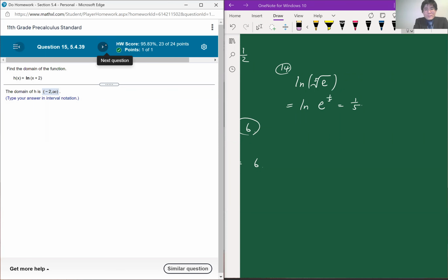Okay, number 15. Find the domain of the log function. So for the domain of the log function, the inside of the log function must be positive. So basically, x plus 2 must be positive. So x is greater than -2. In interval notation, it's -2 through infinity.